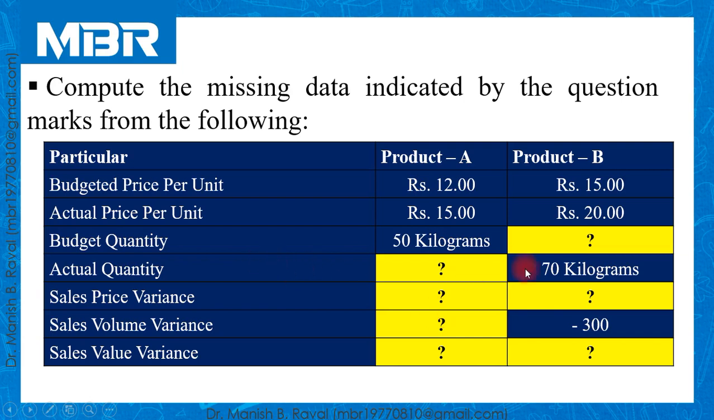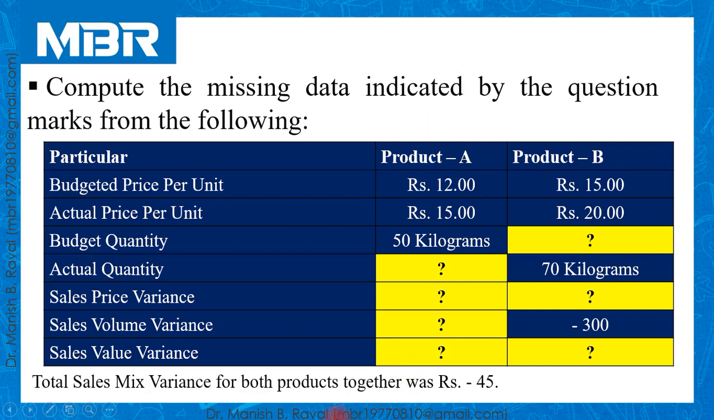Say for example, budgeted quantity of B, actual quantity of A, sales price variance for product A and B both, sales volume variance for product A, value variance for both A and B, and one more important instruction is given by the examiner related to total sales mix variance of both the products together. You can say it is total sales mix variance rupees 45 negative, that is minus.